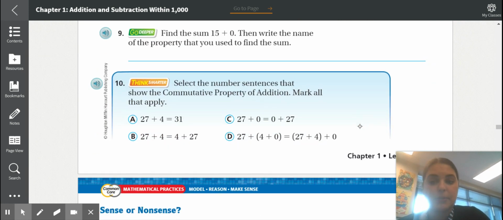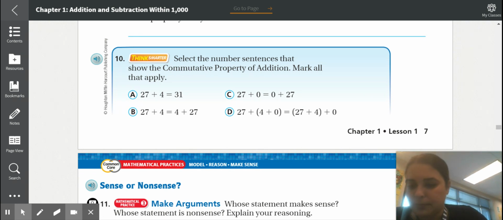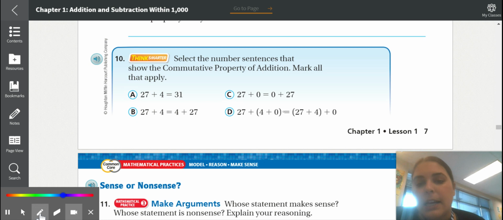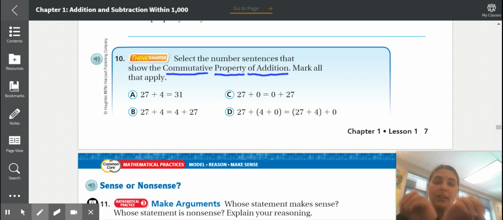All right, now we're going to skip to number 10. Select the number sentences that show the commutative property of addition. Mark all that apply. When you see mark all that apply, it means that there's more than one answer. What are we looking for? We're looking for the number sentences that show the commutative property of addition, meaning we can take our two numbers, put them in any order, and get the same answer.